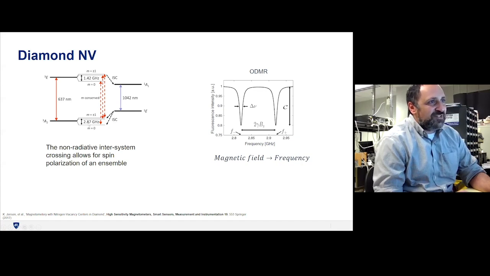Now that 2.87 gigahertz, which would be here, when you apply a magnetic field, it gets split. So this is a change in fluorescence with applying a radio frequency field and a magnetic field. So you use that radio frequency field to interrogate, and that's how you can measure B fields with it, magnetic fields. I call them B fields. I'm not the only one.